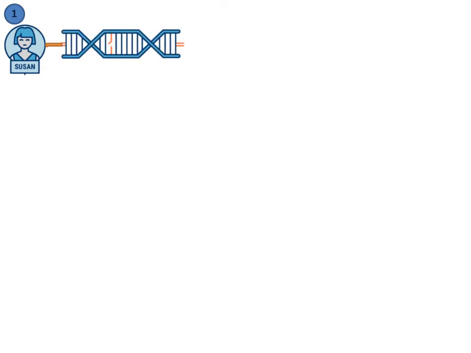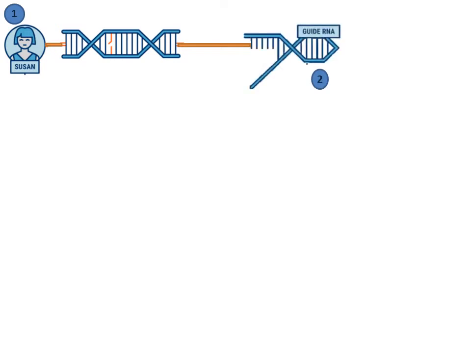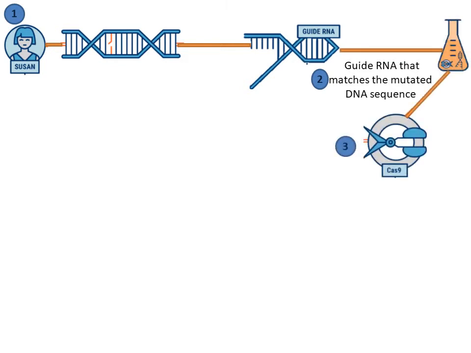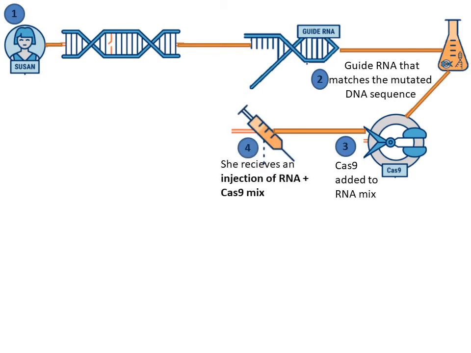Let me explain with an example. Let's say there is a girl named Susan. She has sickle cell disease caused by a single DNA letter mutation. In the lab, scientists create a strand of guide RNA that matches the mutated DNA sequence. Then the Cas9 enzyme, the molecular scissors, is added to the RNA mix. Then Susan receives an injection of the RNA plus Cas9 mix.